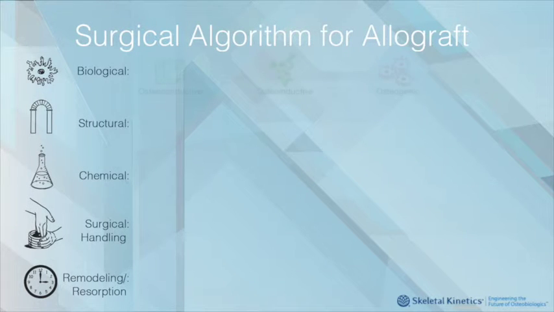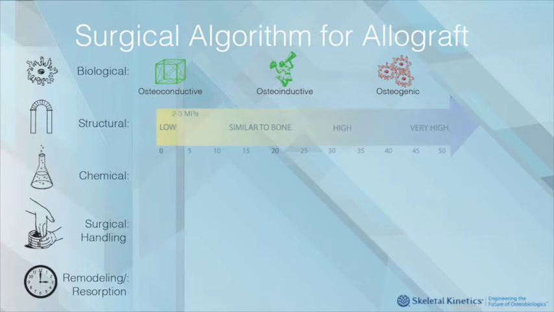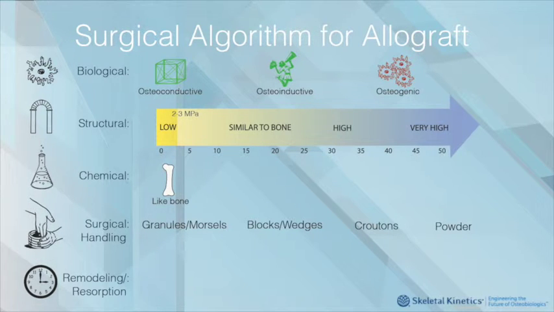Allograft biologically shows osteoconductive and variable osteoinductive properties. Structurally speaking, allograft is often thought to have significant strength, but it shows lower than bone at 2 to 3 megapascals, bone being 5 to 22 megapascals. Chemically, it is similar to bone and has a crystalline structure as such. The handling qualities of allograft include granules and morsels, blocks and wedges, croutons, and powders. And the remodeling/resorption time of allograft, because it does go under both, is 3 to 6 months.